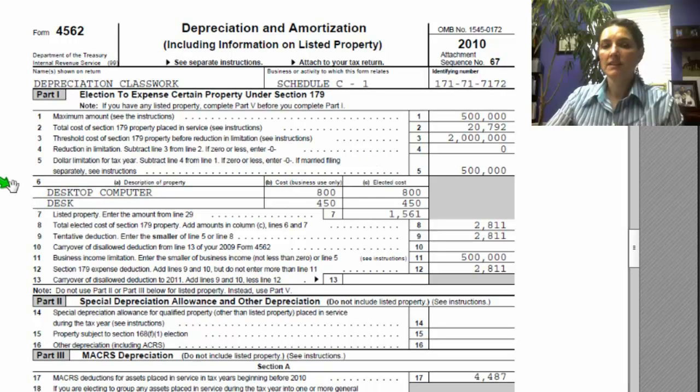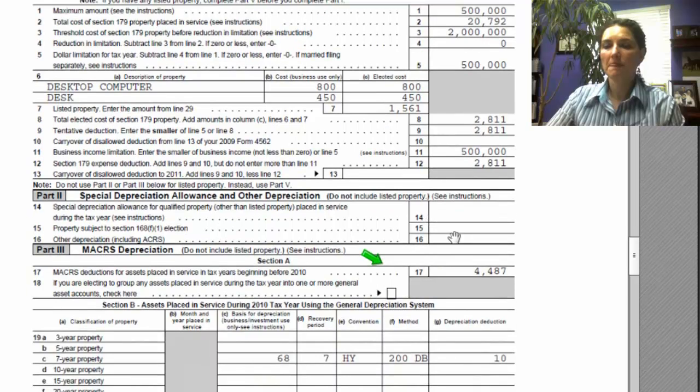We then move over to line 6 and enter a description for the assets that we're depreciating under Section 179, and they include the desktop computer and the desk. The total cost of all of these assets that is entered on line 8 is $2,811. Our deduction is not limited, and on line 12 we carry down and enter $2,811.